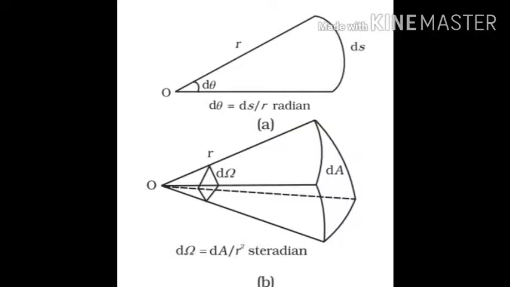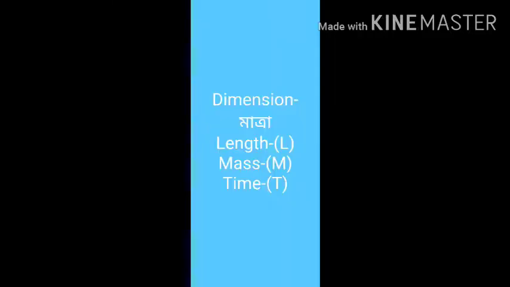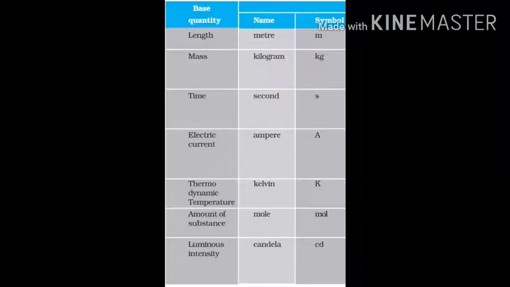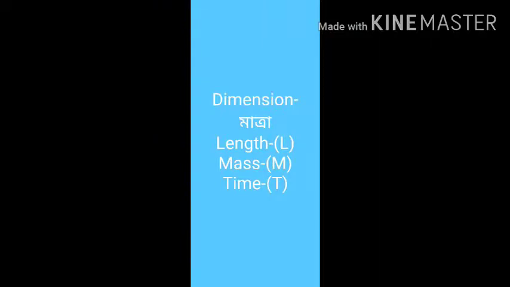Now we will learn about dimension or matra. In this case, length, mass and time, these three basic quantities are symbolized by capital L, capital M and capital T. Sometimes we will use all 7 fundamental quantities. Now let's start with these 3. Always remember that length, mass and time are defined by capitals and are always quoted in a bracket. Naturally we use third brackets, sometimes first brackets also.